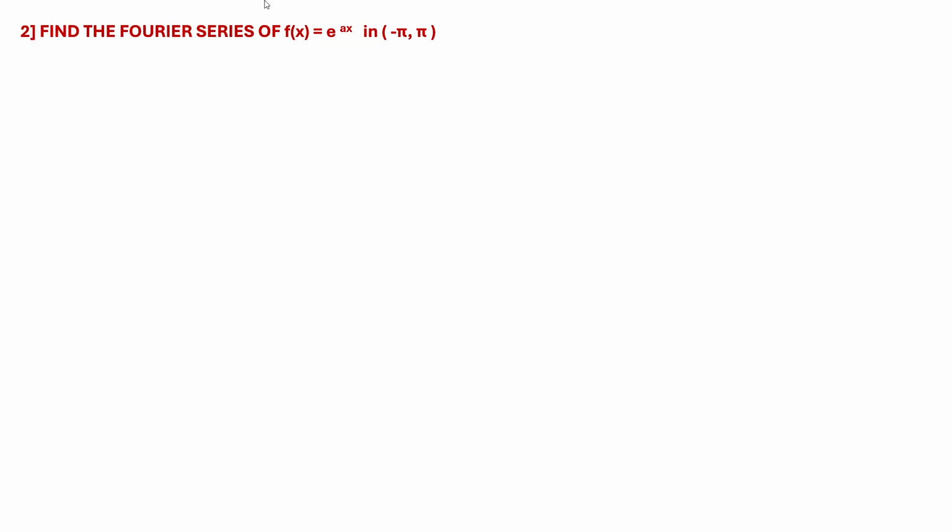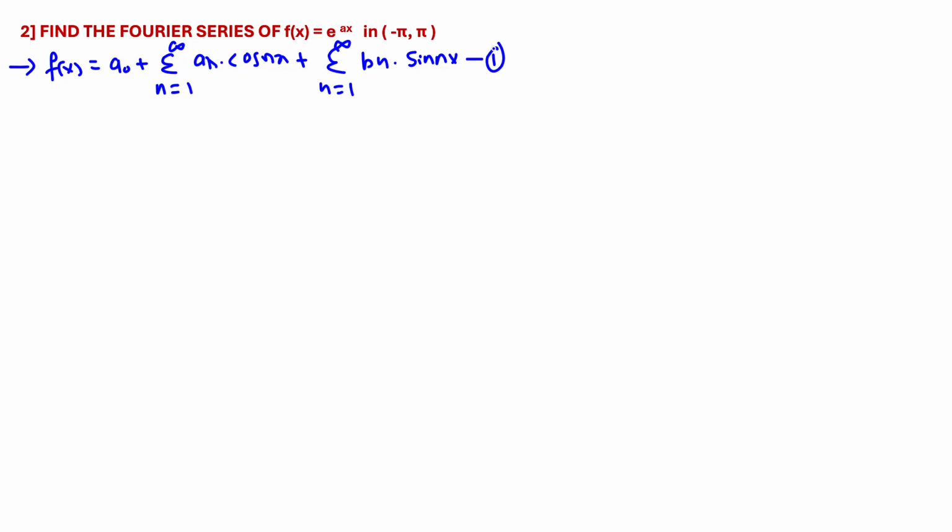Now you can see here, find the Fourier series of f of x is equal to e raised to ax in minus pi to pi. So what we will do first here, initially you have to write main Fourier series. Okay, so we know our main Fourier series, that is f of x is equal to a0 plus summation n is equal to 1 to infinity an cos nx, and plus summation n is equal to 1 to infinity bn sin nx. Consider equation number 1.